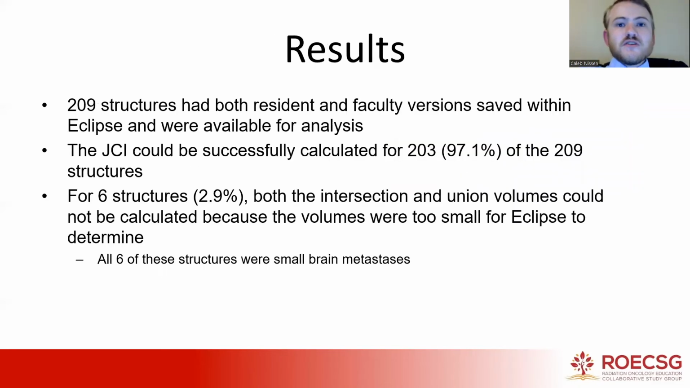So at the end of the study, 209 structures had been saved. Of these, 203 were able to have a JCI value generated. Six cases, however, consisting entirely of small brain metastases, would not allow for the calculation of the intersection and union volumes due to the fact that these volumes were too small for Eclipse to measure.